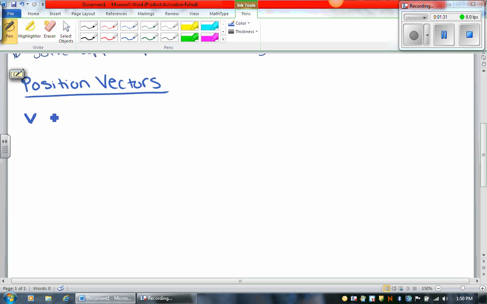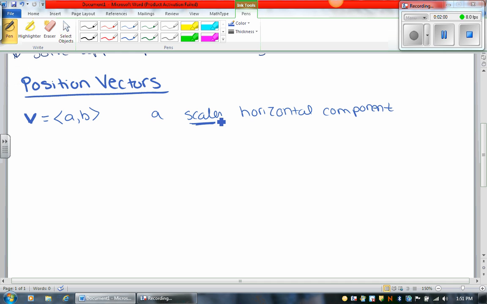Okay, so let's say I have my vector v, and it's written in component form. Component A is scalar, okay, and it's the horizontal component. By scalar, what I mean is it's a numerical quantity, okay, rather than a vector quantity. Now, B is also scalar, so it's a numerical quantity, okay, but it's your vertical component.